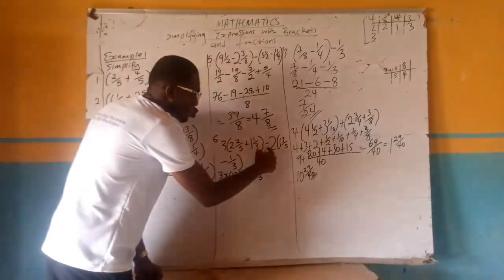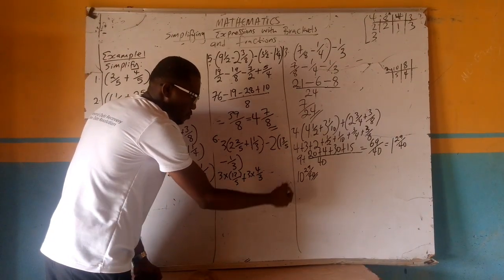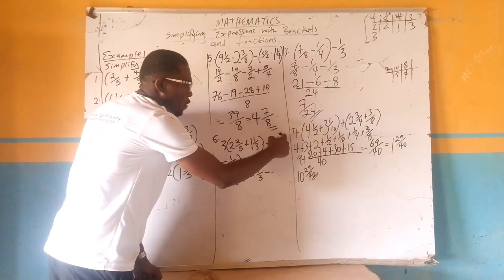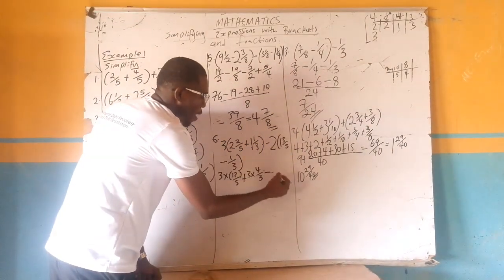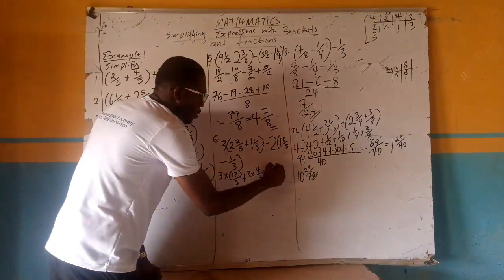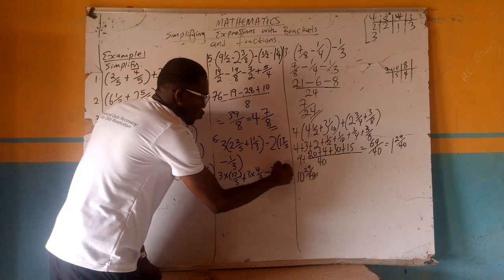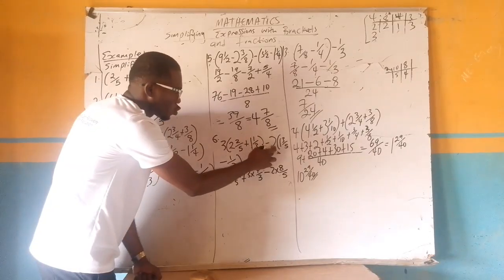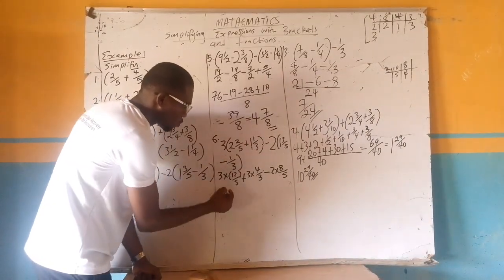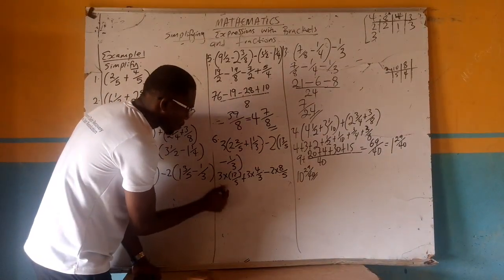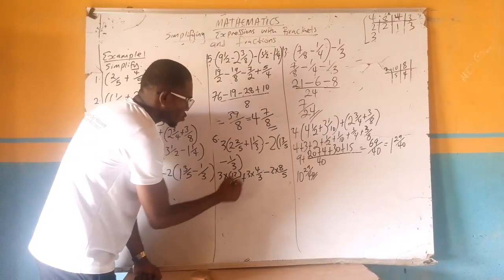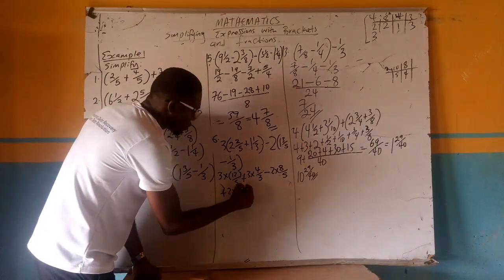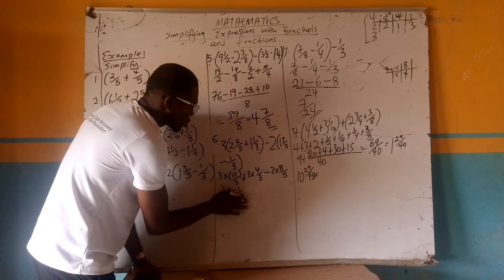Then minus 2 times positive number will give us minus. So 1 times 5 is 5 plus 3 is 8. So we then have what? We then have 2 times 8 over 5. Okay, then for this last one, minus 2 times minus is plus. So we now have plus 2 times 1 over 3. Okay, 2 times 1 over 3.